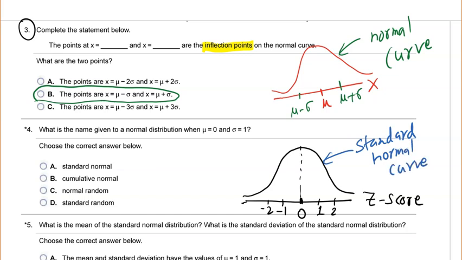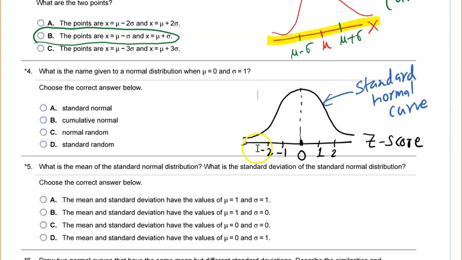Okay, remember that this is called a normal curve or normal density curve because this line represents the data points, x. But this line represents the z-score. You see, z-score. Therefore, as long as you have a z-score on the horizontal line, the curve is called the standard normal curve. Okay, standard normal curve. The answer is standard normal here. Again, just the name of the curve is called standard normal curve.